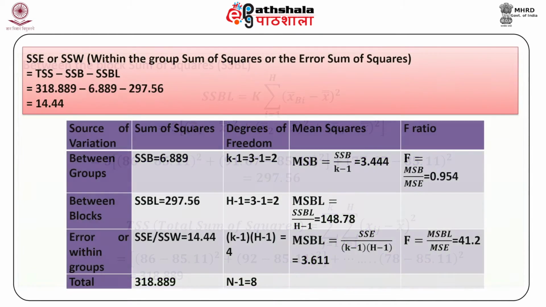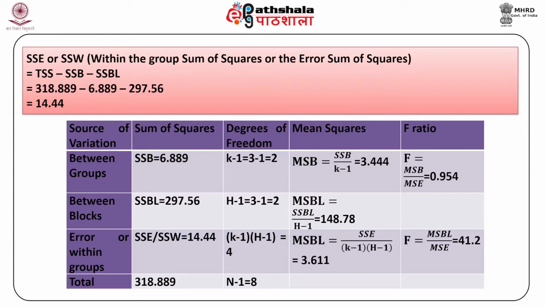318.889. Let's now find out SSE or SSW, which is the within the group sum of squares or error sum of squares. Now, as defined earlier, this is equal to TSS minus SSB minus SSBL. And if you substitute these values of 318.889 minus 6.889 minus 297.56, we obtain the error sum of squares or SSE equal to 14.44.